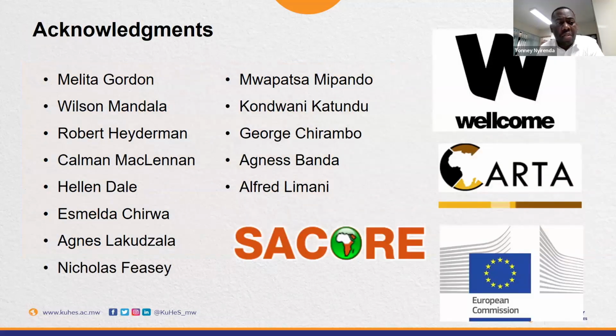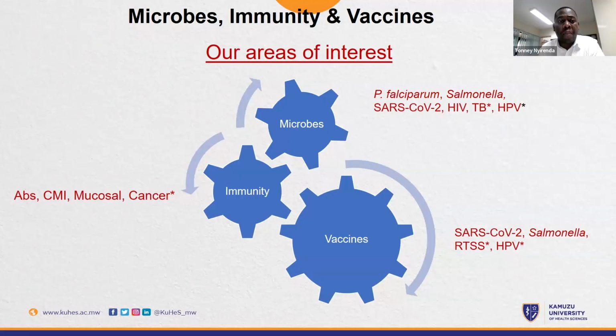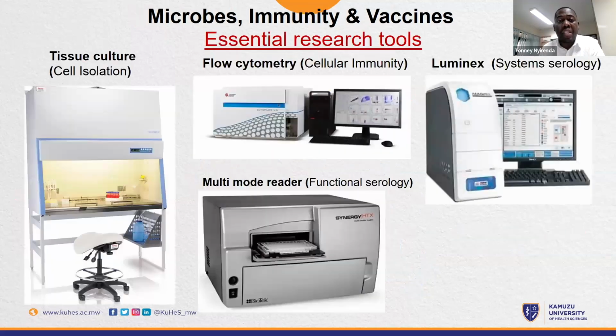So thanks to the people that were involved, and also the funders. But just to highlight that we have the microbes and immunity vaccines group, which I lead. Our interest is in blood in the context of the bugs, as well as antibody-based immunity against infectious diseases, but also non-communicable diseases, and vaccine immune responses are areas of our interest. And we've got platforms that we can do fantastic immunological studies.